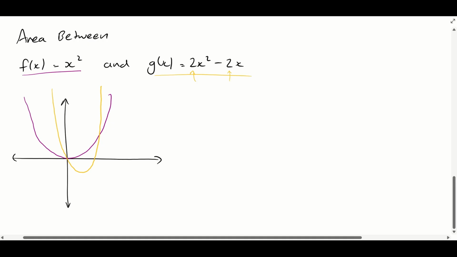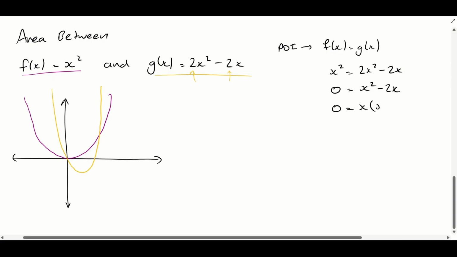Now we can check that by looking for my points of intersection. So let's calculate our points of intersection. Well, that is when f of x is equal to g of x. So that is when x squared equals 2x squared minus 2x. So we're looking to find out when 0 is equal to x squared minus 2x. I've just subtracted x squared from both sides. I can factor out an x, so 0 is equal to x times (x minus 2). So that happens when x is 0, or when x is 2. So this point here is happening at 0, and this point here is happening at 2. Now we've got to break this question down into two separate parts.